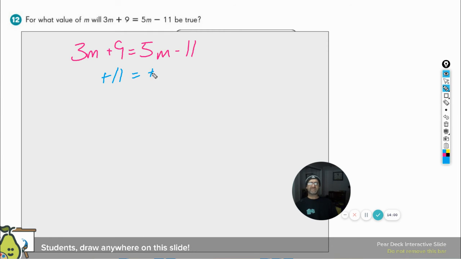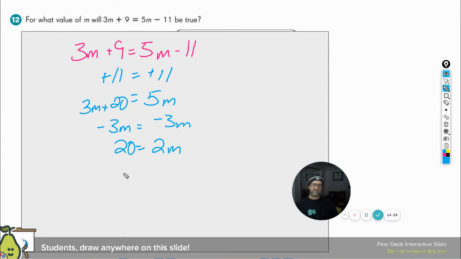Getting rid of the minus, and now, is there always going to be a minus? No, but it's a nice place to start. I think they're being kind of gentle on us because this is higher level stuff. 5m minus 11 plus 11 is just 5m. 3m plus 9 plus 11 is 20. Then I subtract 3m because I want to get my m's together. I get 20 equals 5 minus 2 is 2m. 2 times what is 20? 10 equals m. You can divide by 2, divide by 2 if you want to do that step, or you can do it in your head, but you get 10 equals m. All right. Nice job. I think we're almost done.